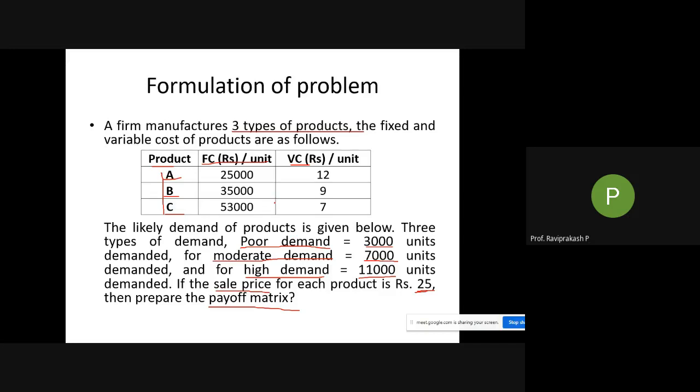This is in the format of a statement, so you need to write this. Others, with this particular table, can make out what is what. That's why I write given. Okay, poor demand 3,000, moderate demand 7,000, and high demand 11,000. And selling price for each product is rupees 25. You can write this as given.